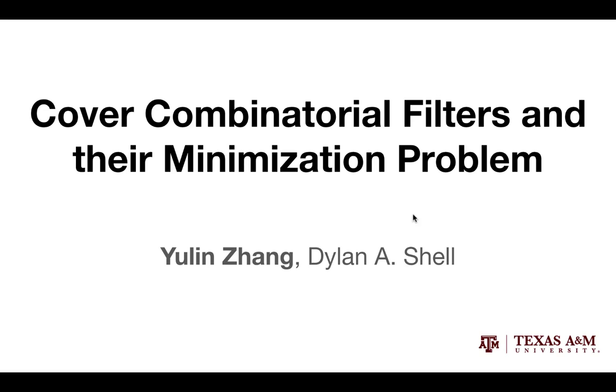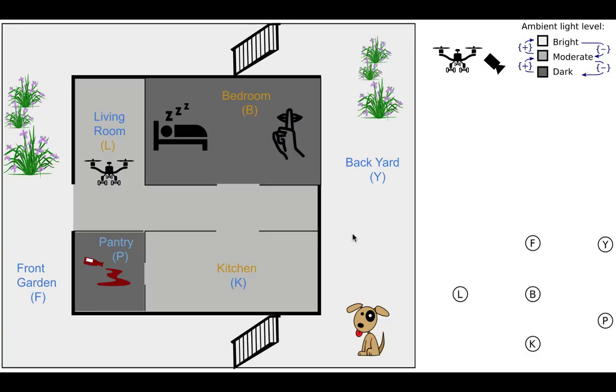Hi, my name is Yulin Zhang. I'm going to talk about cover combinatorial filters and their minimization problem. This work is collaborated with my advisor, Dr. Dylan Shell. To motivate this problem, let's consider a robot patrolling in a house.